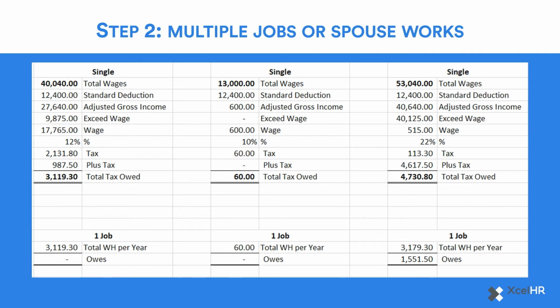So now she's in the 22% tax bracket. For the first job, she was in the 12% tax bracket. Then she was in the 10% for her part-time job. But when she combines everything together, it's now coming up to be in the 22% tax bracket. So the total tax that she owes is now $4,700, but her paychecks only had $3,200 withheld, and she's going to be owing $1,500. So now the employee is subject to penalties and interest and is not very happy.